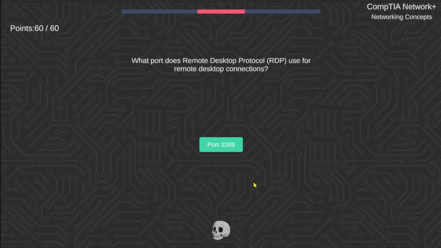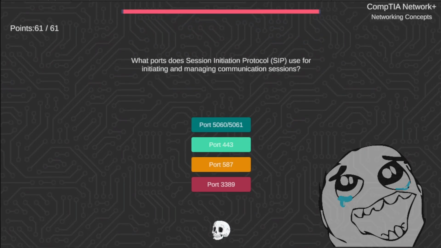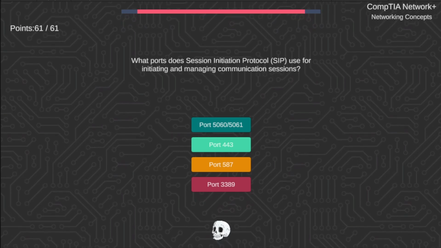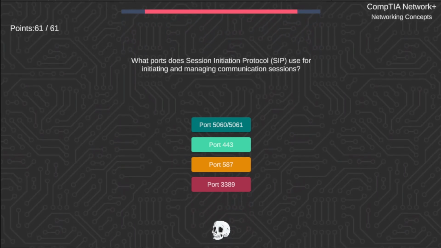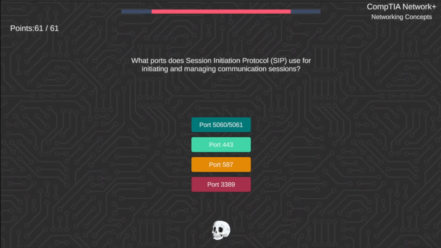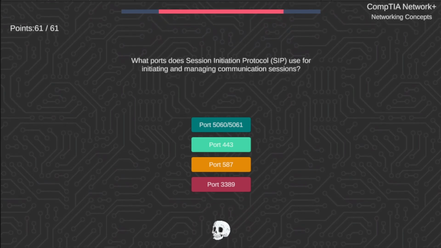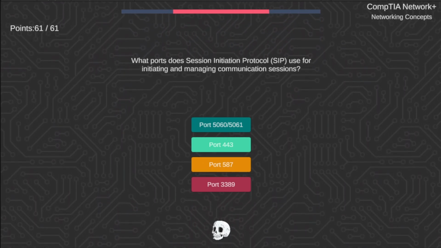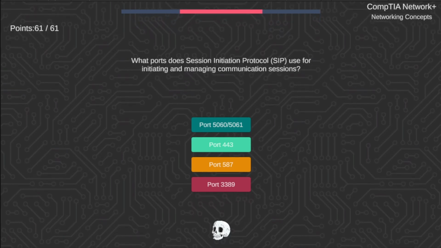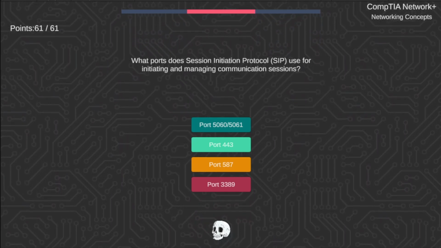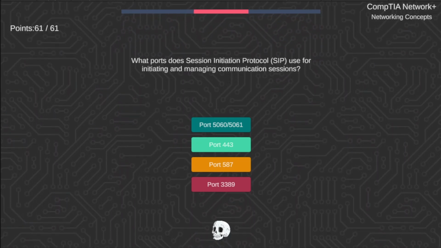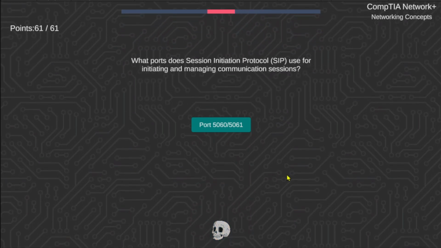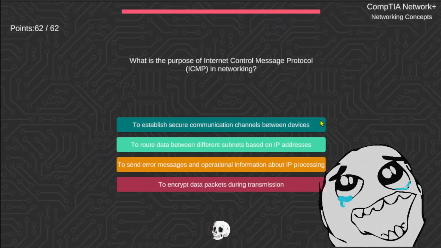Correct answer is port 3389. What ports does Session Initiation Protocol, SIP, use for initiating and managing communication sessions? Port 5060 and 5061, port 443, port 587, or port 3389? Session Initiation Protocol, or SIP. Correct answer is port 5060 and 5061.